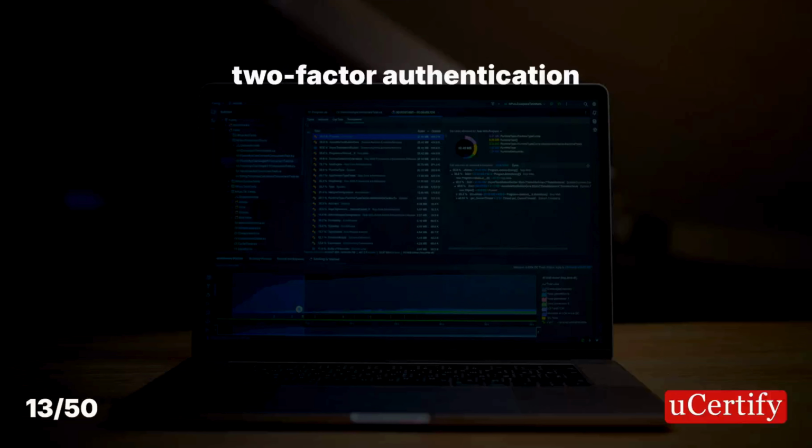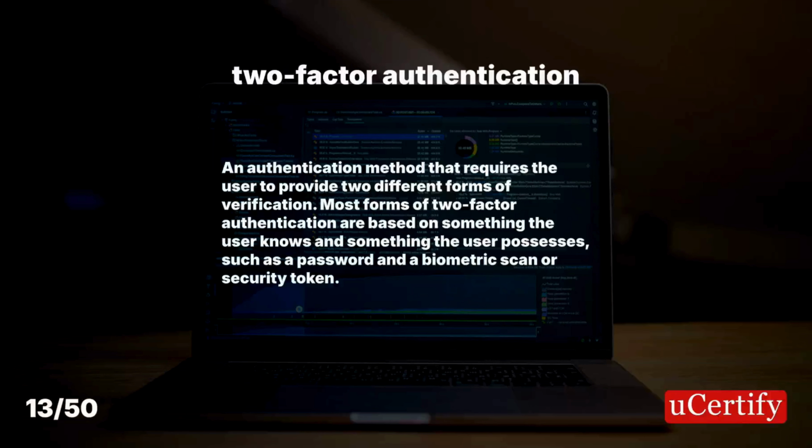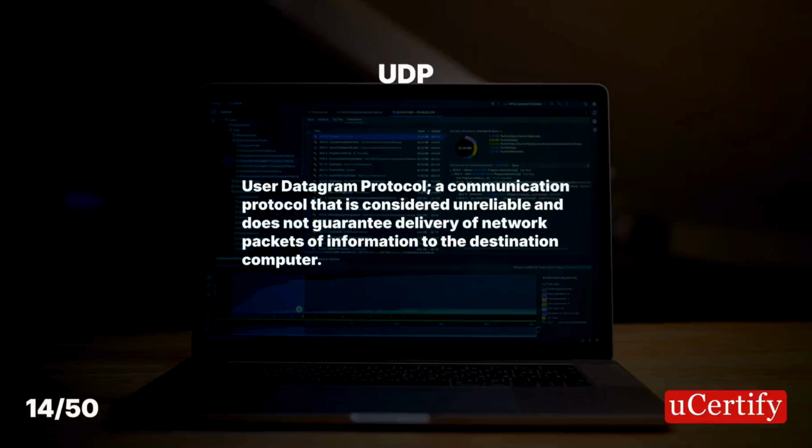Term: Two-factor authentication. Definition: an authentication method that requires the user to provide two different forms of verification. Most forms of two-factor authentication are based on something the user knows and something the user possesses, such as a password and a biometric scan or security token. Term: UDP. Definition: User Datagram Protocol, a communication protocol that is considered unreliable and does not guarantee delivery of network packets of information to the destination computer.